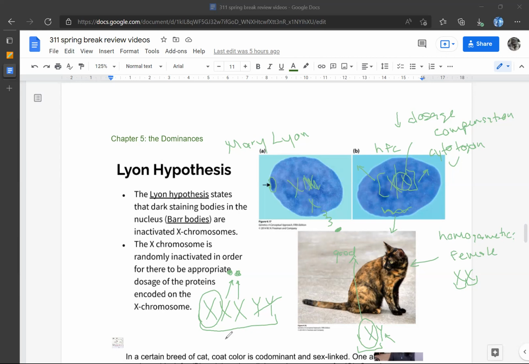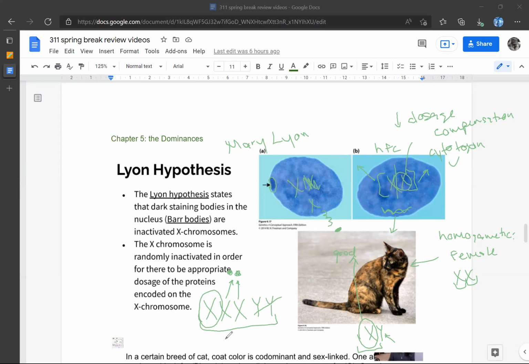Am I muted? Okay, no, good. That makes sense. So Y chromosomes would never be bar bodies? No. Okay, that makes sense now. Yeah. Thank you.